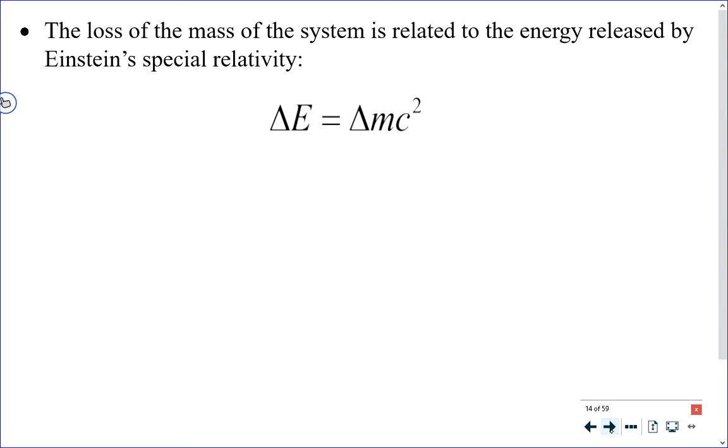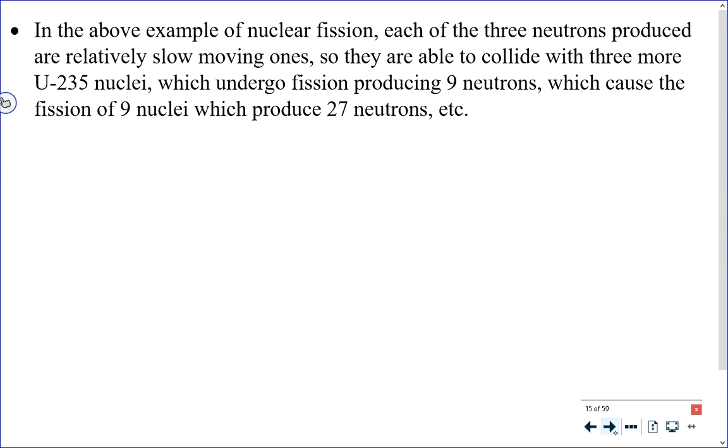Of course, if you know the change in mass, then you can use Einstein's mass-energy equivalence formula to find the energy released. In the above example, those 3 neutrons are also moving, as I said earlier, at just the right speed. So if they collide with 3 more uranium-235 nuclei, each of those 3 will undergo fission, producing 9 neutrons, and those 9 neutrons are going to interact with 9 uranium-235 to produce 27 neutrons when those 9 uranium-235 undergo fission. Those 27 are going to react with 27 uranium-235 to produce 81 neutrons, and this is what we refer to as a chain reaction.